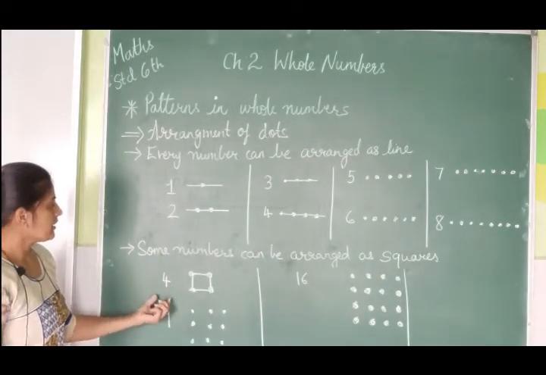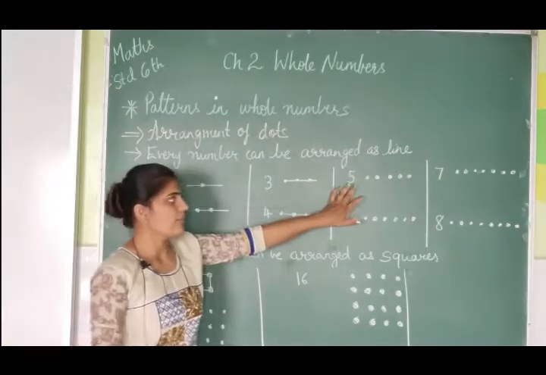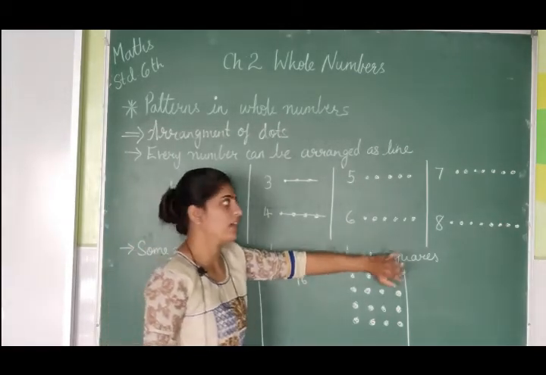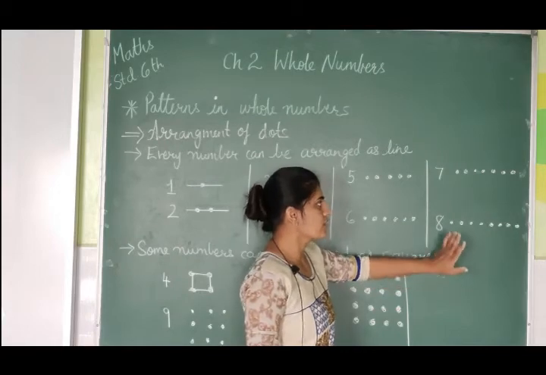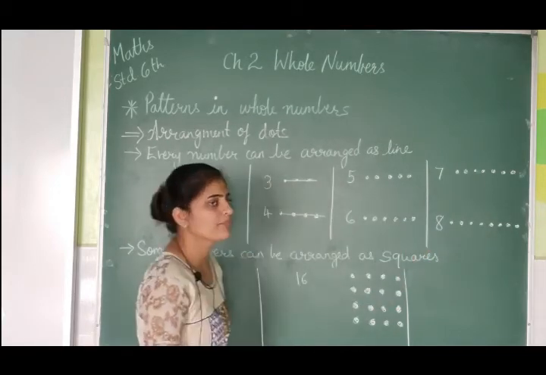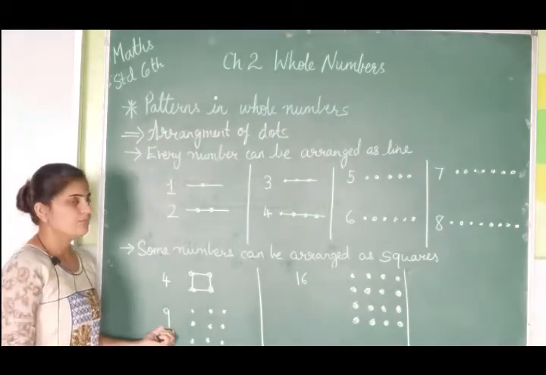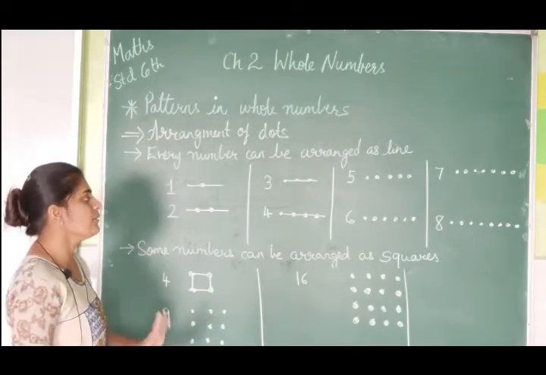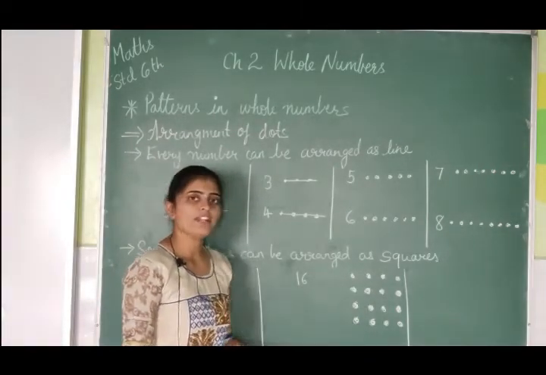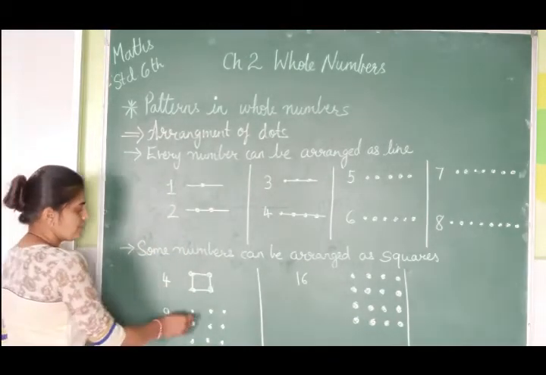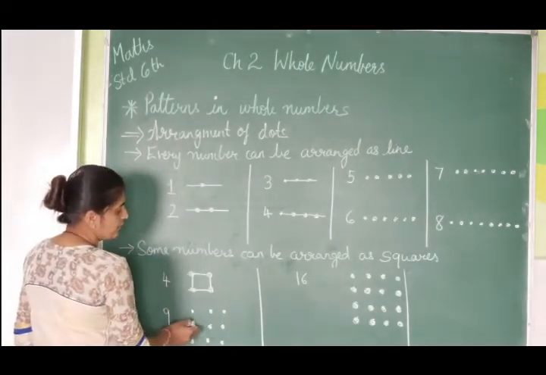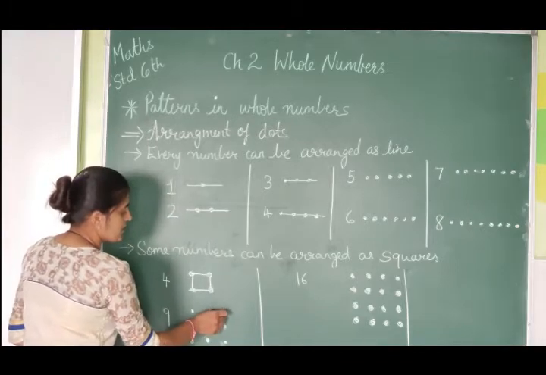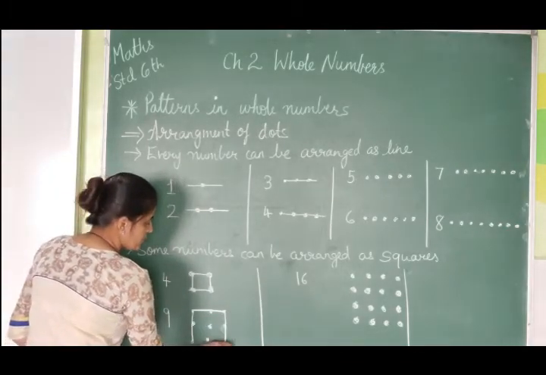After 4, with 5 you will not be able to draw a square. With 6 also, with 7 also, and with 8 also you will not be able to draw a square. So directly we come to 9. Only the numbers which are squares of some number can be arranged in square form. Here 9 means we draw 9 dots, 1, 2, 3, 4, 5, 6, 7, 8, 9, and you can see they form a square.